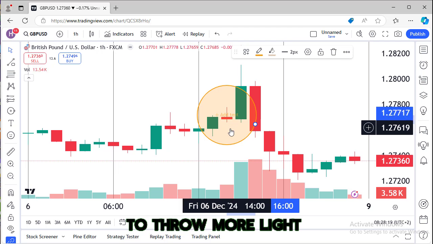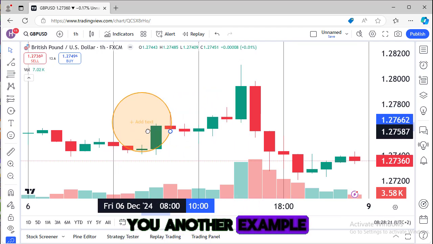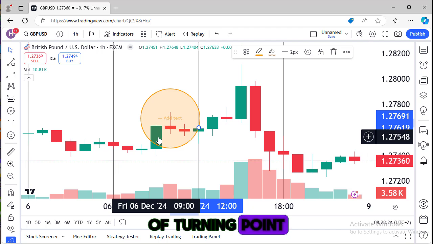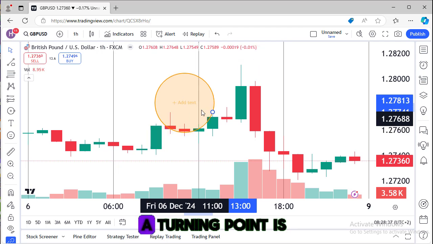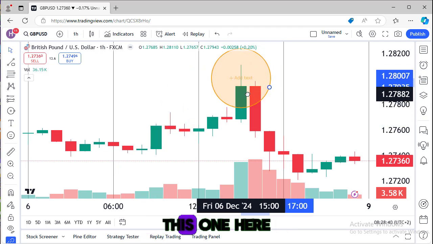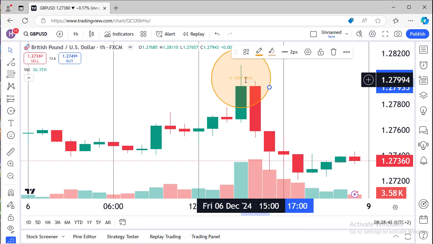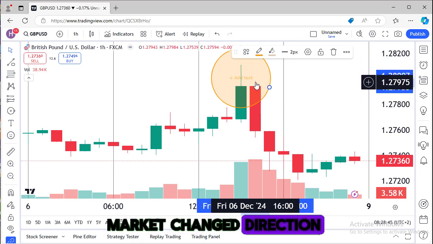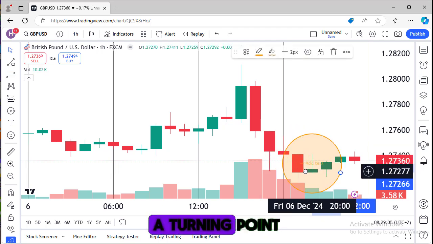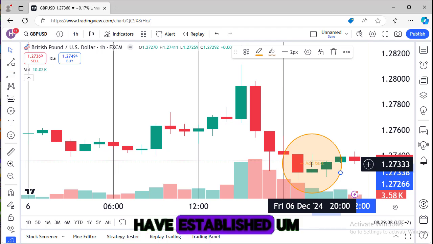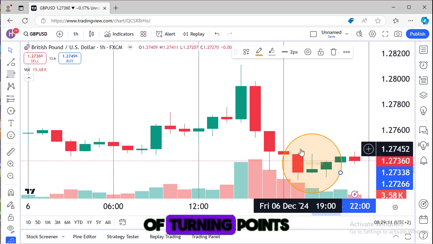To throw more light on it, let me show you another example. This is another example of a turning point. A buy candlestick, a sell candlestick, side by side. The market changed direction. It changed from buying to selling, right? Another example of a turning point is this one here. A buy and a sell. Turning point. Market changed direction. Let me go to this one too. This is also a turning point. Sell, buy. So now we have established a basic idea of turning points. Just two candlesticks side by side, market changed direction.